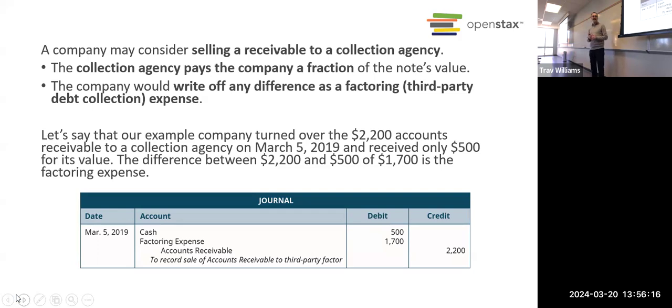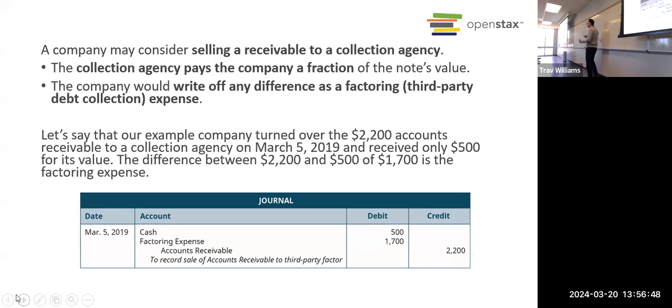we sold off the bad debt to them and then we have no control over what the collection agency does. So in this case, we wiped the $2,200 off of our books. As far as we're concerned, customer doesn't need to pay us that. And we get the $500 from the collection agency. The rest, the $1,700 that we are never going to collect, we just count that now as a factoring expense.